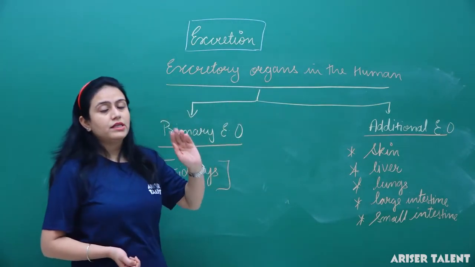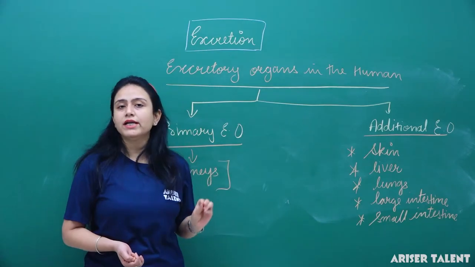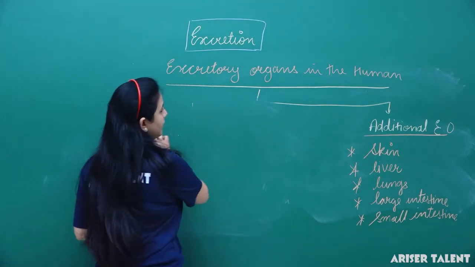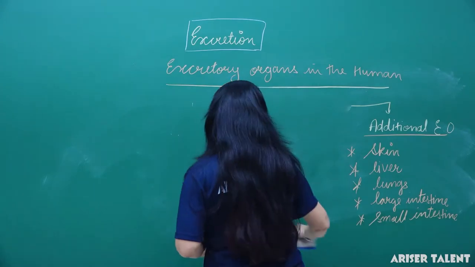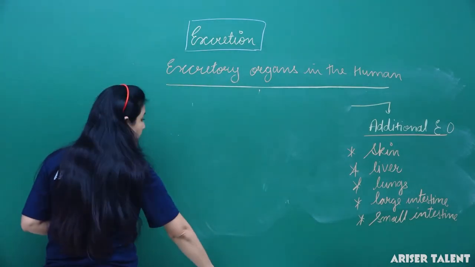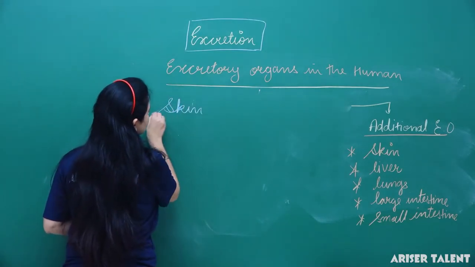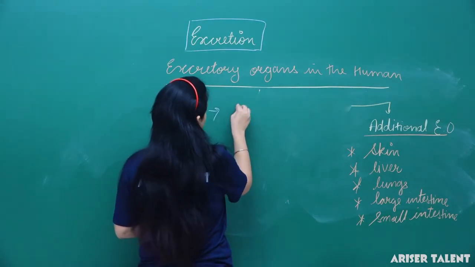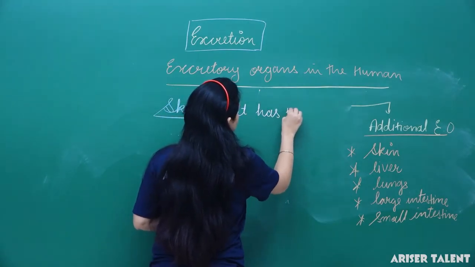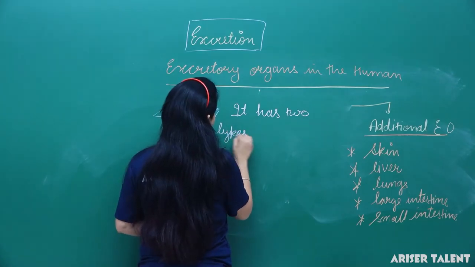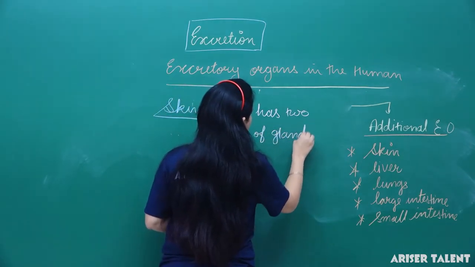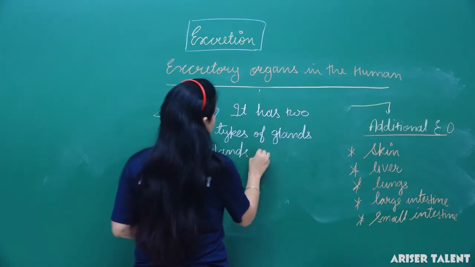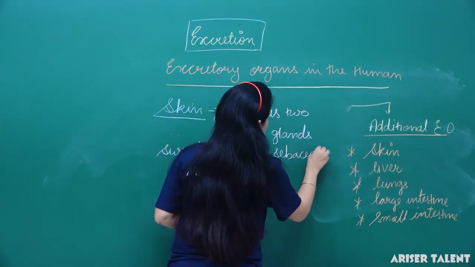About the skin, there are two types of glands, sweat glands and sebaceous glands. First of all we will talk about the additional excretory organs in detail. Here we are going to talk about skin. Generally, skin has two types of glands, sweat glands and sebaceous glands.